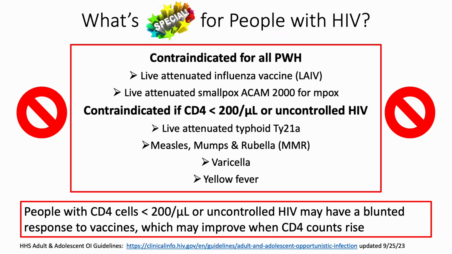So what's special for people with HIV? First of all, I think we should all be aware of what we shouldn't give to people with HIV. Live attenuated influenza vaccine, live attenuated smallpox, that's ACAM2000, that's also given for Mpox. These are contraindicated for everybody with HIV. Now, we also have some vaccines that are contraindicated for people who have low CD4 counts or uncontrolled HIV, and that would be live attenuated typhoid vaccine, the MMR vaccine, varicella, and yellow fever.